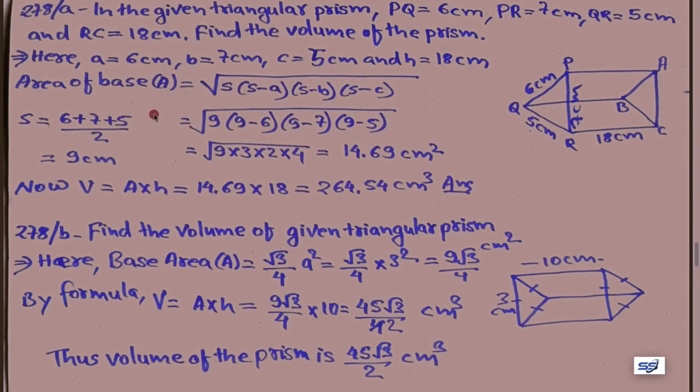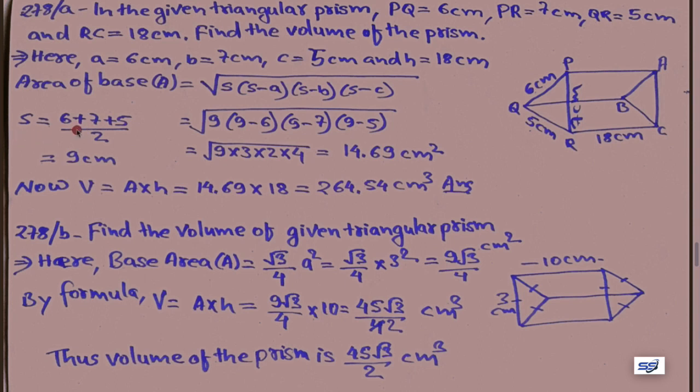Here, formula of base area. To find the base area, we have the formula A is equal to root under s, s minus a, s minus b, s minus c. We know that the values of a, b, c are already given here, but the value of s, that is the semi-perimeter, we have to calculate, we have to find the value of s.